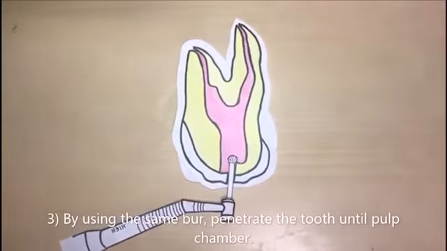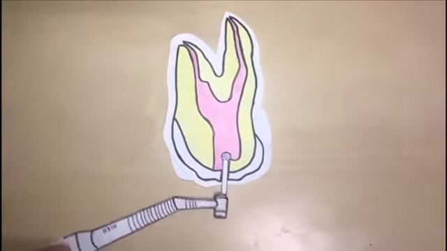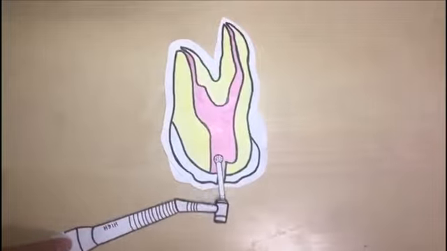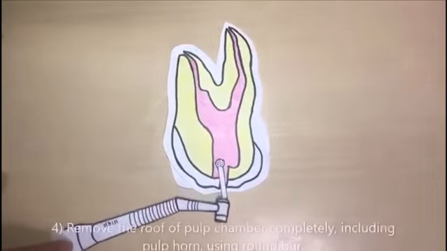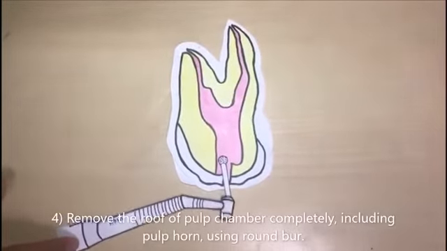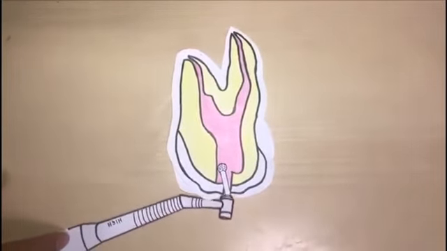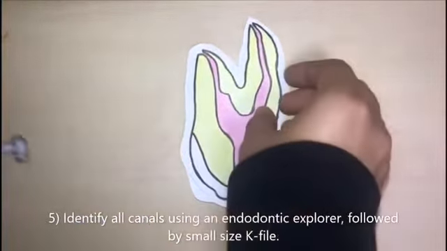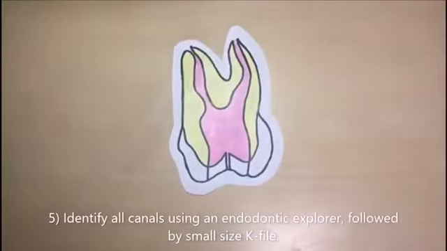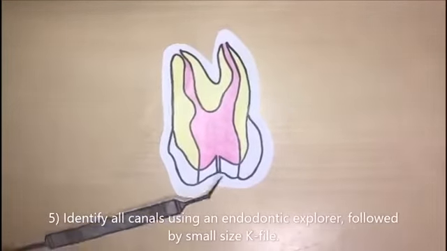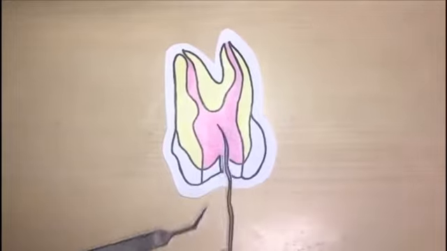Using the same burr, penetrate the tooth until the pulp chamber. The penetration angle should be toward the largest canal. Remove the roof of the pulp chamber completely, including the pulp horn, using a round burr or a tapered fissure burr. Identify all canals using an endodontic explorer, followed by a small size K file.